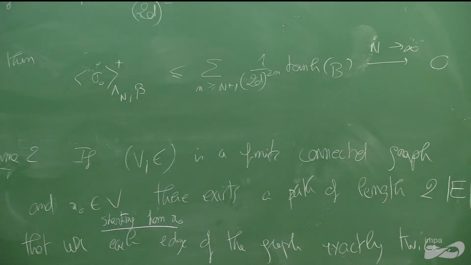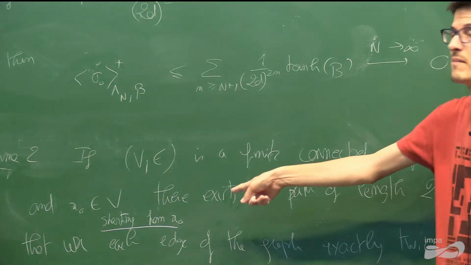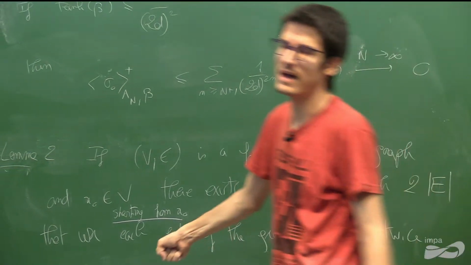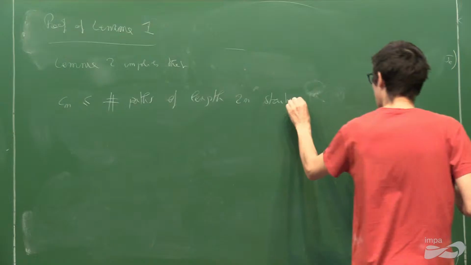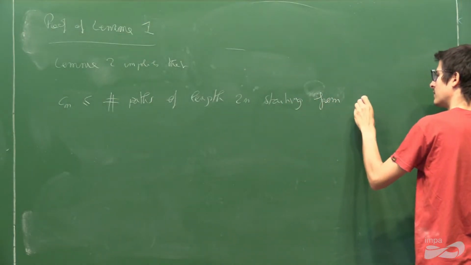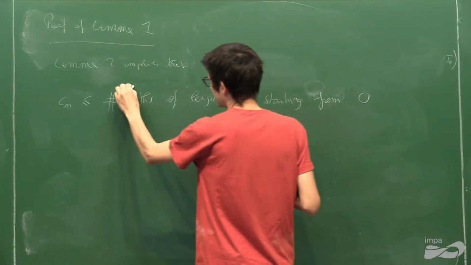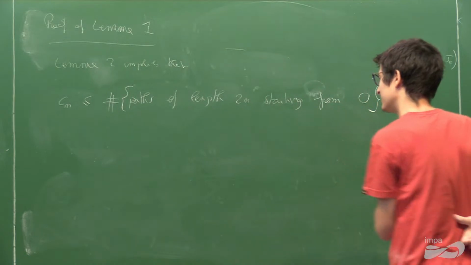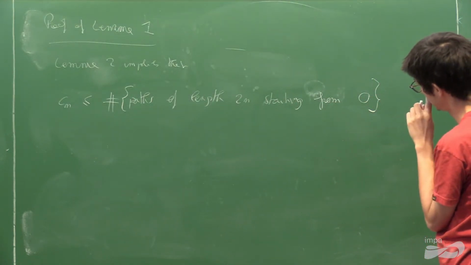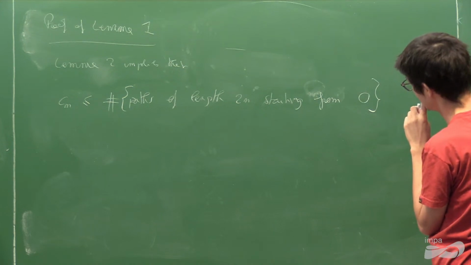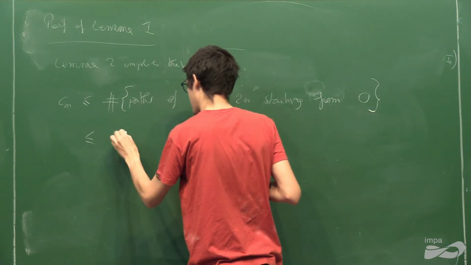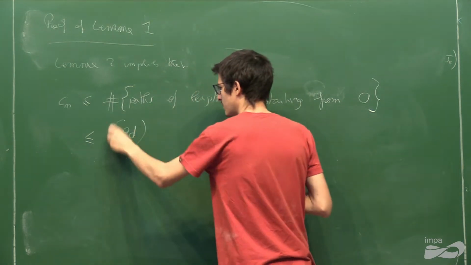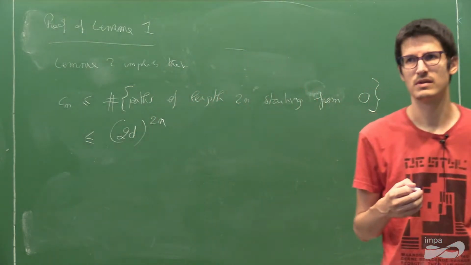The lemma says that there exists a path of length 2e starting from x0, and we are applying this with x0 being equal to the origin of Z^d. And now you know very well that this is smaller than, well, you have 2d choices for each step, so you get (2d)^n.